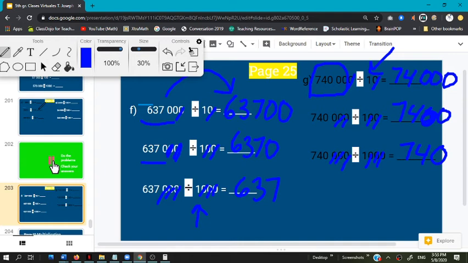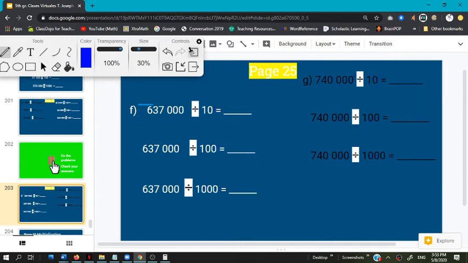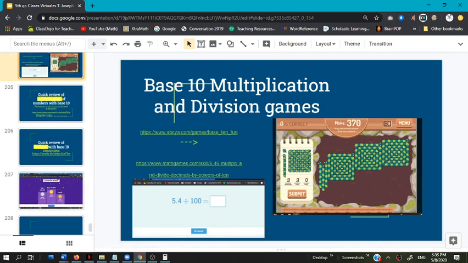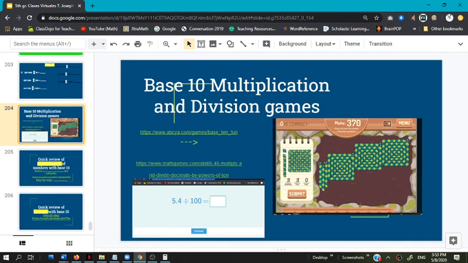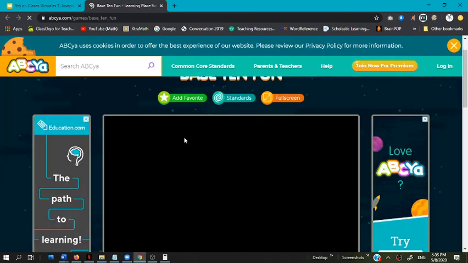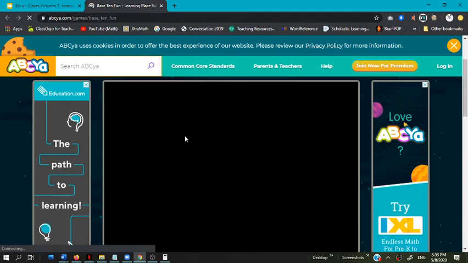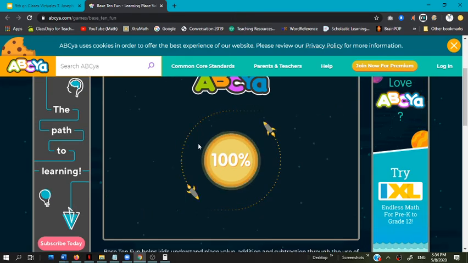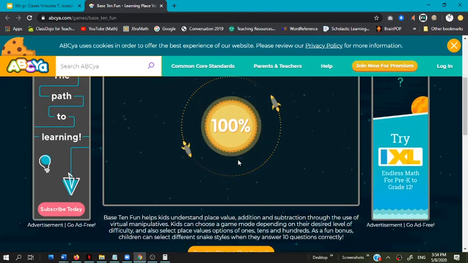If you need more practice with this, or you would like to get a head start on our next part of the lesson, you can go to this game right here. I'm going to show you this game so you guys can see it. It's abcya.com. It gives you a better understanding about what base 10 is. If you're not understanding base 10, maybe the difference between 10 and 100 and 1,000, this gives you a better understanding of base 10. Let's just wait to see it.